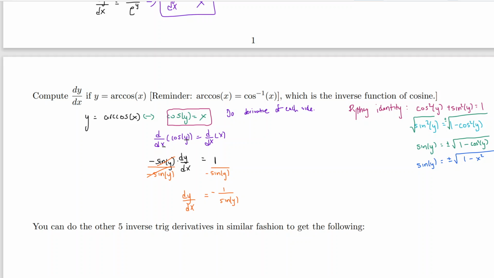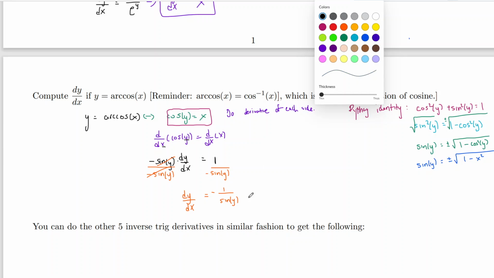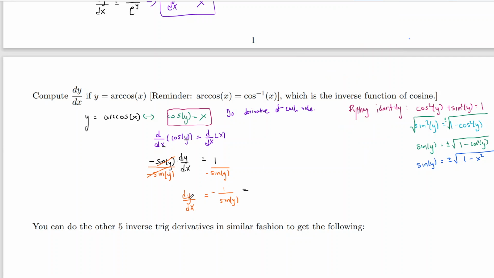So what I can do is, if I go ahead and just plug it in with the plus or minus, so I'm going to take my dy over dx formula. I have -1 on the top, so that's going to be important. Don't forget that. Plus or minus the square root, what sine y is, 1 minus x squared.